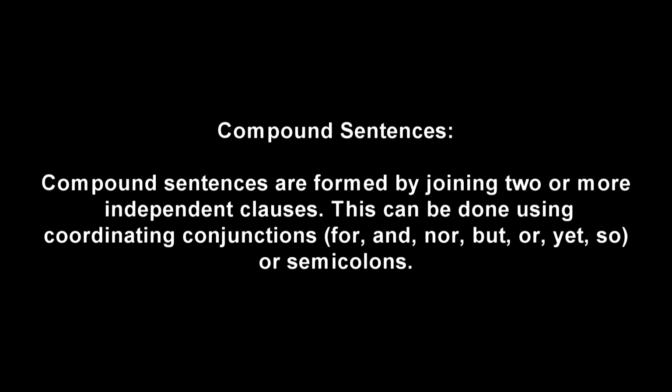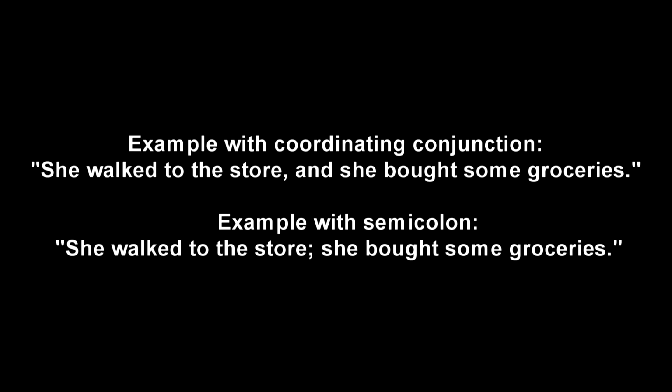Compound sentences. Compound sentences are formed by joining two or more independent clauses. This can be done using coordinating conjunctions for, and, nor, but, or, yet, so, or semicolons. Example with coordinating conjunction, she walked to the store, and she bought some groceries. Example with semicolon, she walked to the store; she bought some groceries.